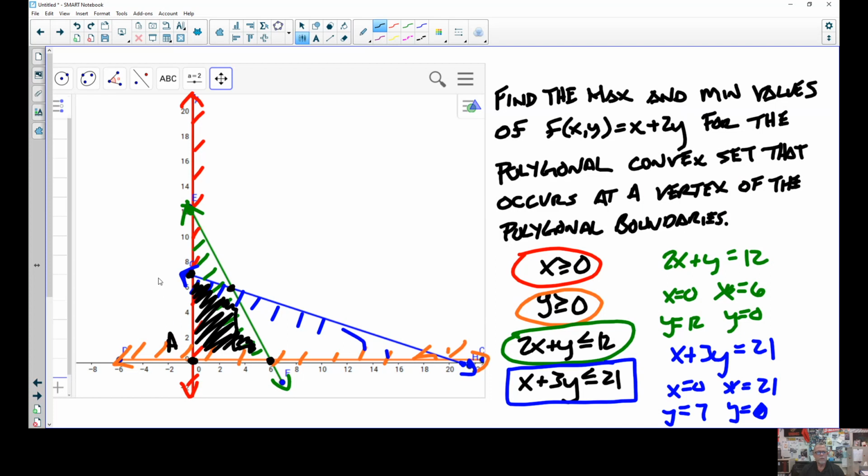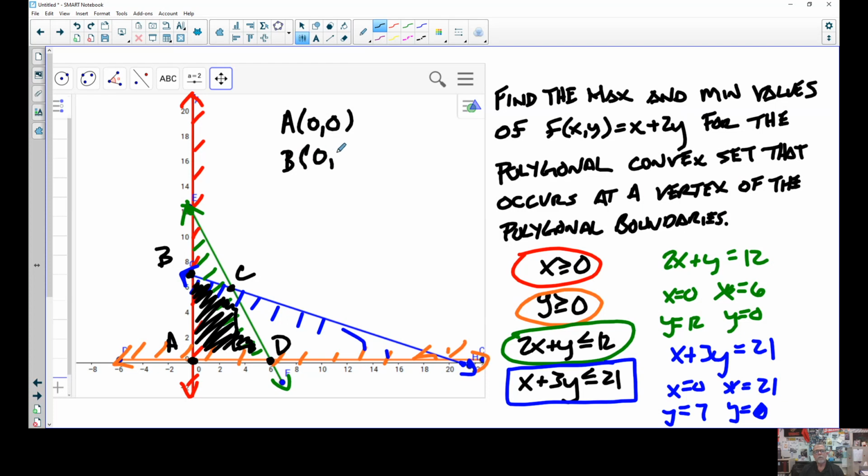If I call these, and it's nice sometimes just to key these in so I don't have to draw everything on my graph, I need A, B, C, and D, sorry. A, we know is 0, 0. B, we know is 0, 7.